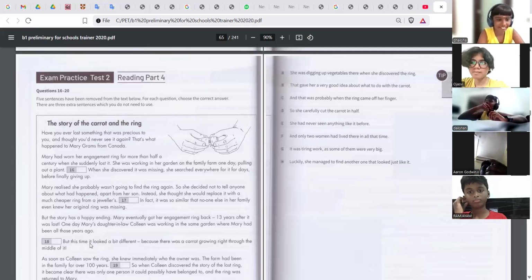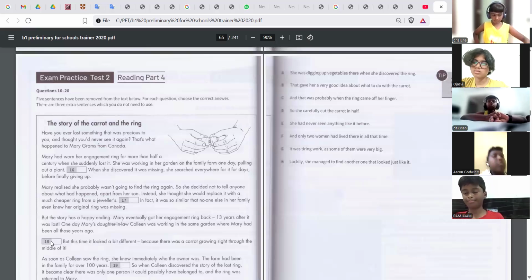But this time, it looked a bit different. Now, you have to talk about the ring here in 18. Ojashvi, F is not talking about the ring. It is talking about the women and the time. That's what I told. This time, what is this time, Ojashvi?